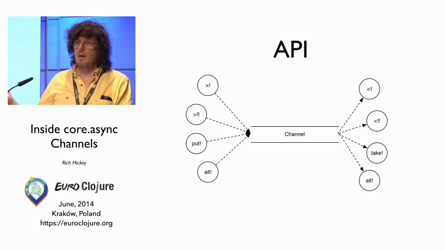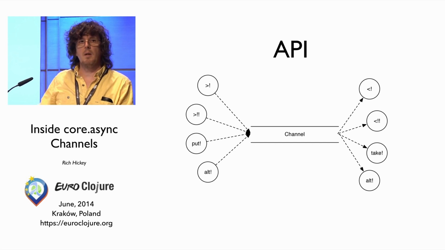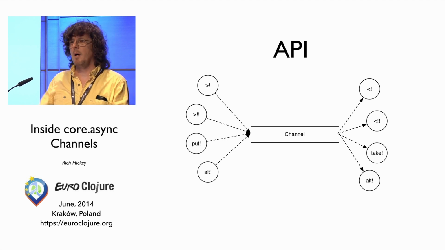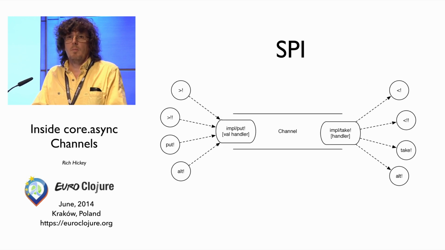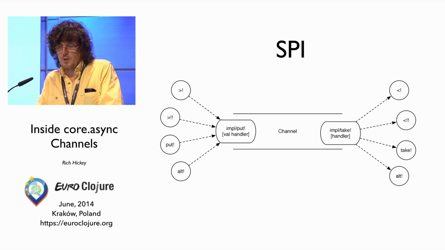You take stuff out of the channel. It's not an RPC mechanism, it's just a conveyor belt. Put stuff on one end of the conveyor belt, you take stuff off the other end. So that's the application programmer's interface to a channel.